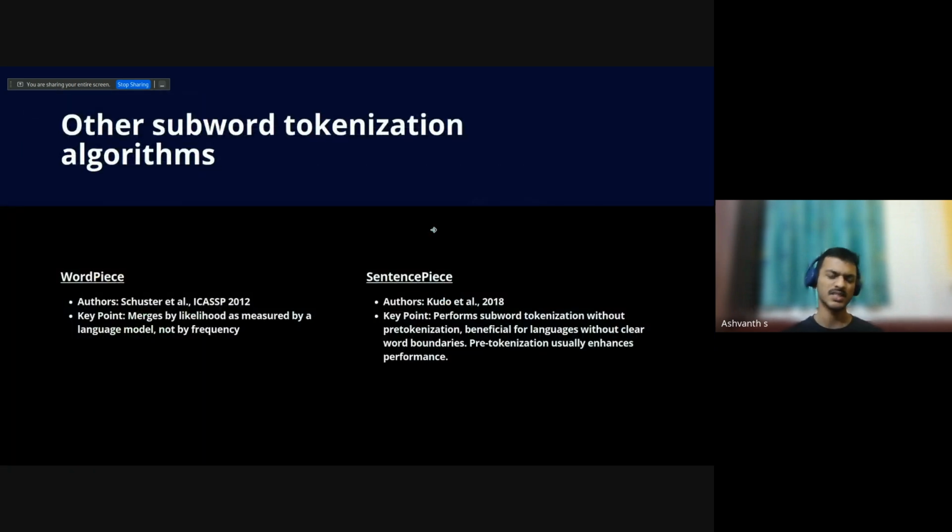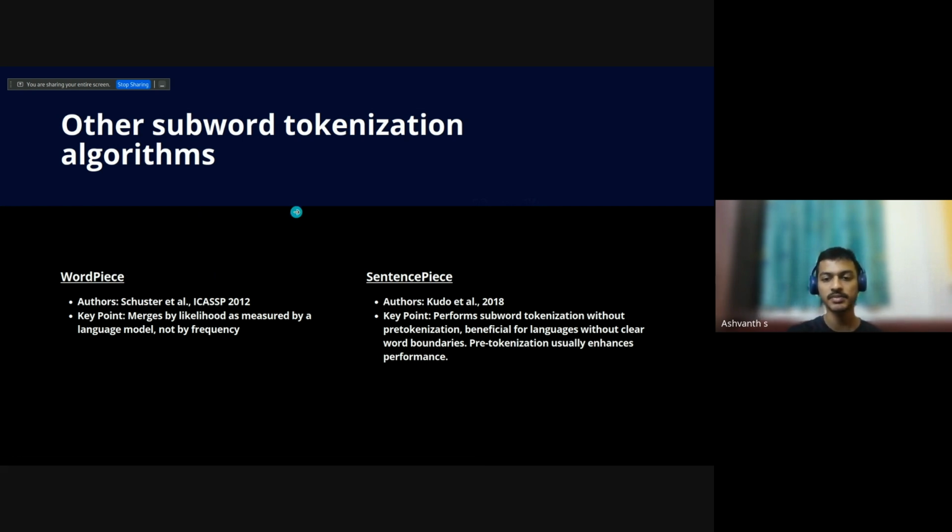And there are other subword tokens. The previous slide was a straightforward example of byte pair encoding. There are other subword tokenization algorithms like WordPiece, which was introduced in the conference ICASSP in 2012, where the merges were done the same way as in BPE, which we saw. But there's a minor variation: previously we used counts of the words or the characters, but here we deal with the probability of the occurrences of tokens. That's how WordPiece works.